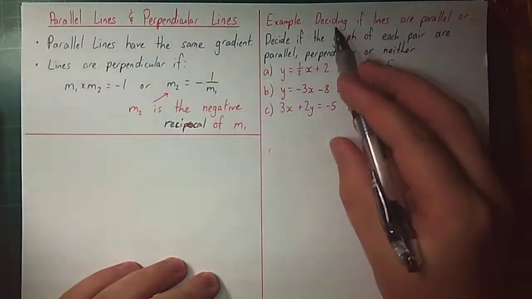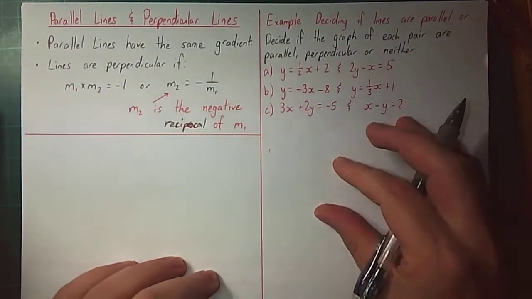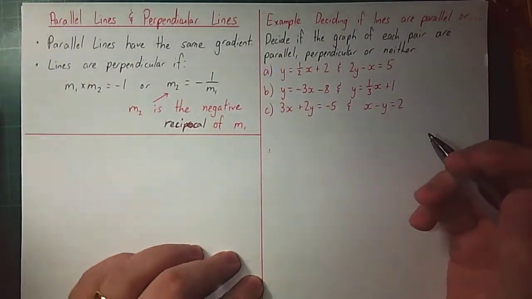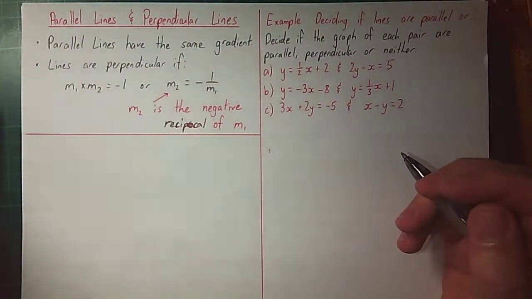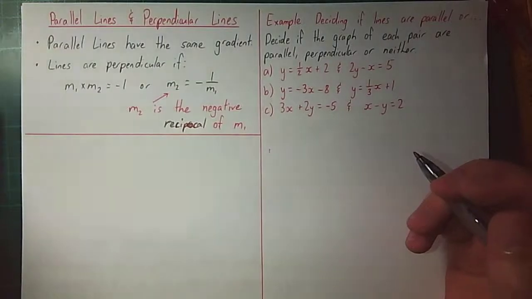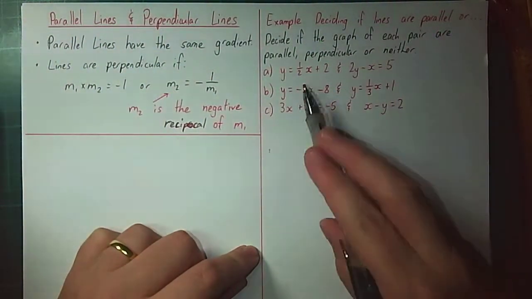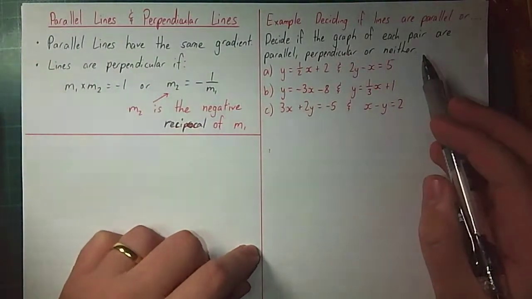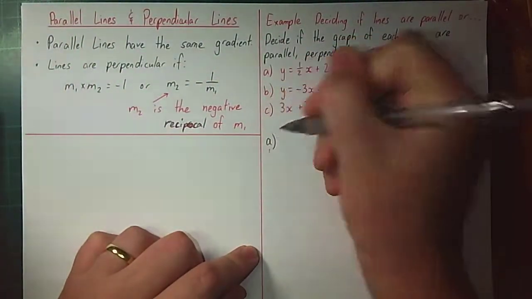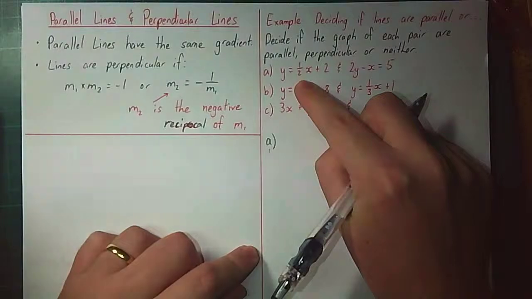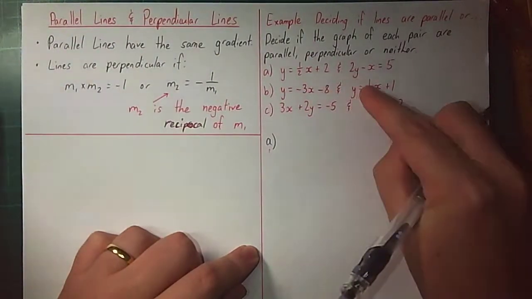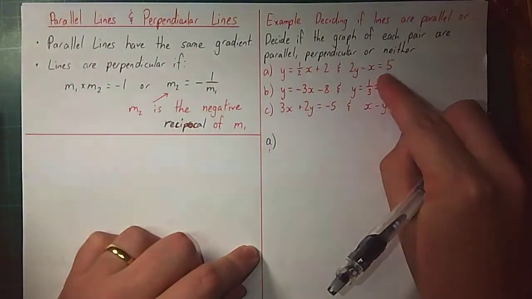So the first example we're going to look at is deciding if lines are parallel or perpendicular, or possibly neither. They could intersect in a different way. So here we're going to decide if the graph of each pair are parallel, perpendicular, or neither. So the first one, we've been given y equals 1/2 times x plus 2, and 2y minus x equals 5.